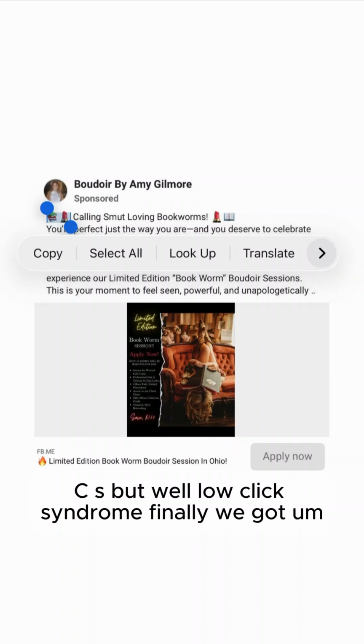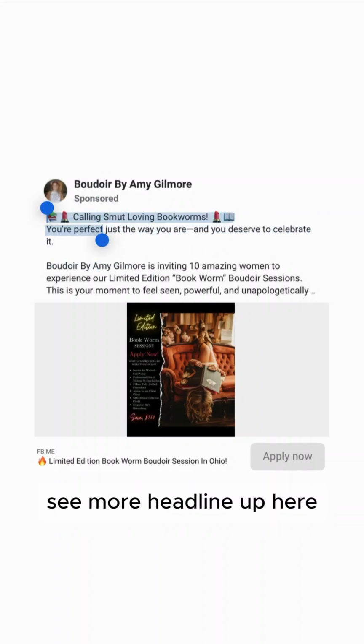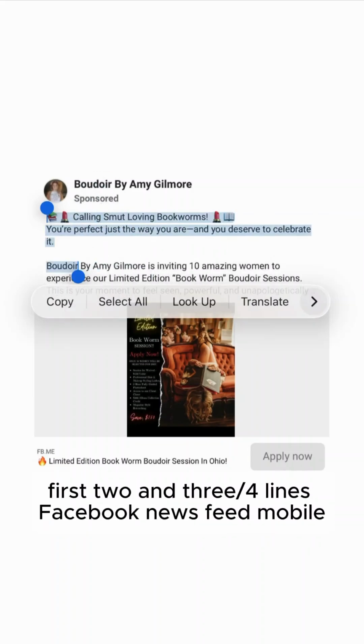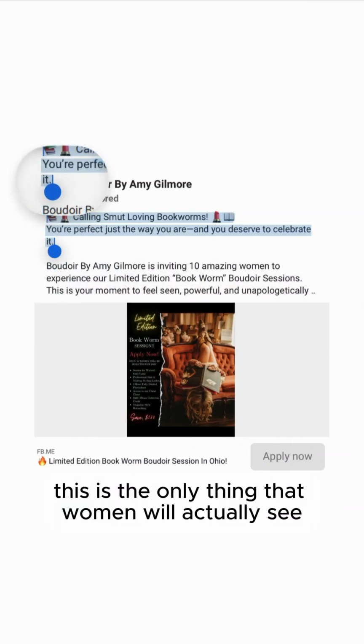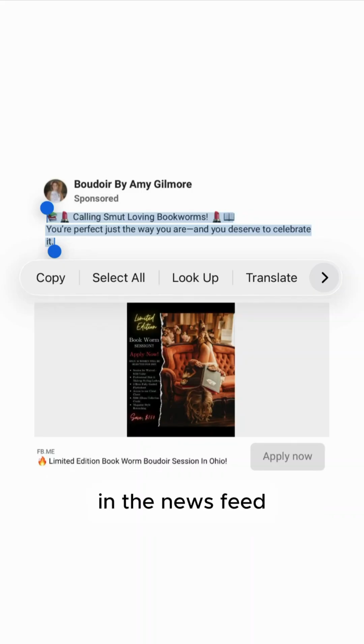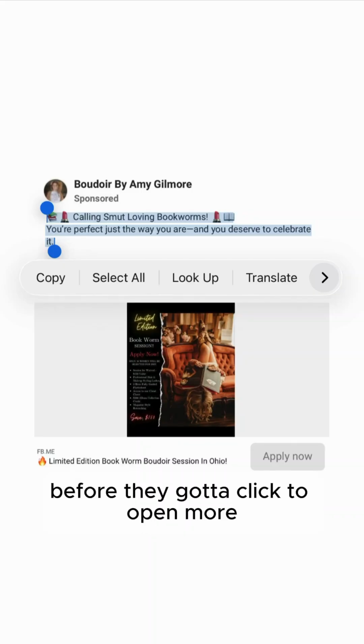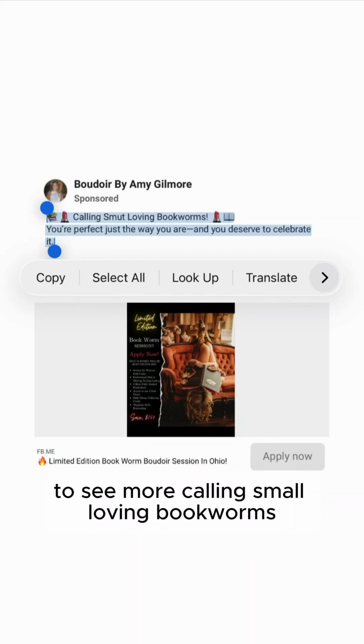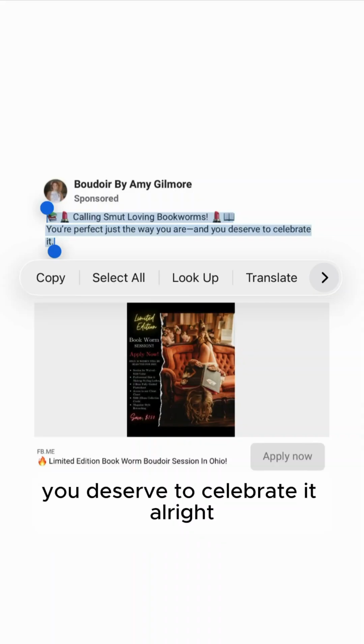Finally, we've got the see more headline up here. First 2 3/4 lines, Facebook newsfeed mobile. This is the only thing that women will actually see in the newsfeed before they have to click to open more, to see more. "Calling small 11 bookworms. Just deserve to celebrate." All right, so small amounts of context here, but this is the lack of context mistake.